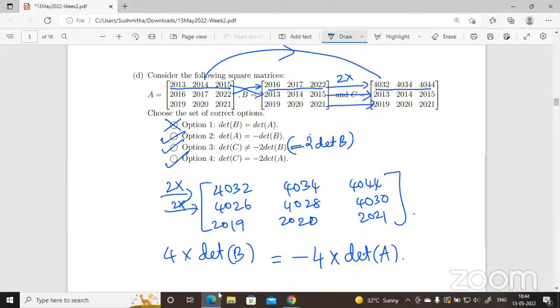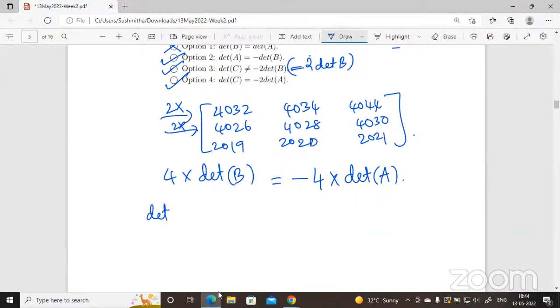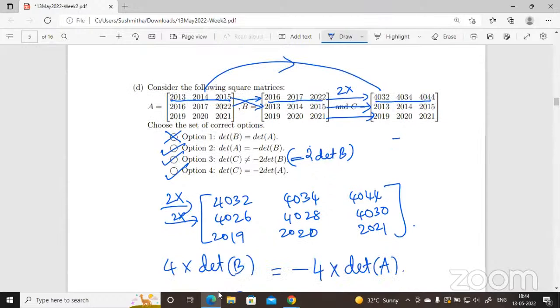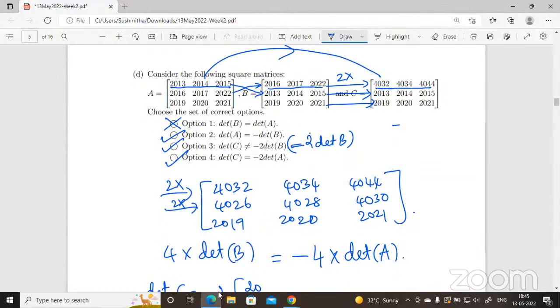No. Because 2 is a multiple of determinant of C, let me write it down. No, you pull the 2 out from this first row. Yeah, I got it. But once you pull out the 2, you don't have C on this side. You have some other matrix. It will be a changed matrix. It will not remain C again.